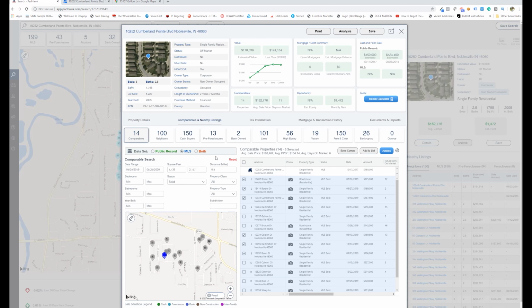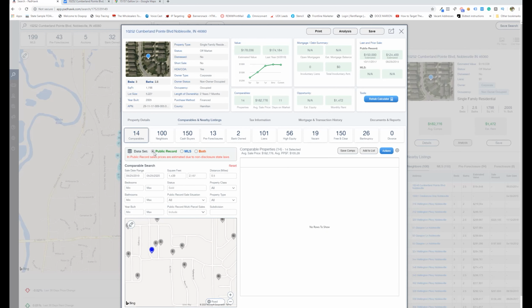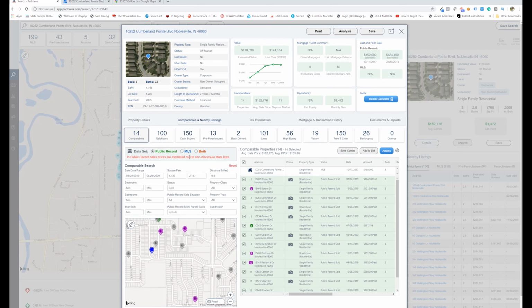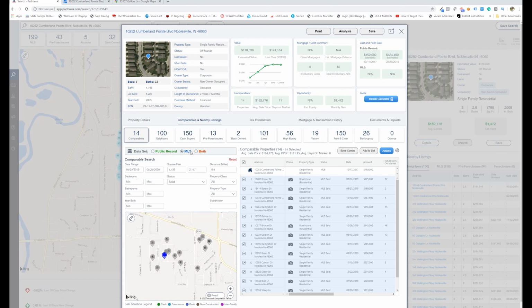One quick thing I want to point out: they have public records available. So if you're in a market where they have MLS data, by all means use it. Their public record is for states that have non-disclosure laws. So they're going to look at things like Zillow, Trulia, Redfin, and other public data sources to try to figure out what they think this sold for, versus in a lot of markets now, they actually have an MLS feed and can tell you, hey, the agent would have been fined had they not put in $187,900.